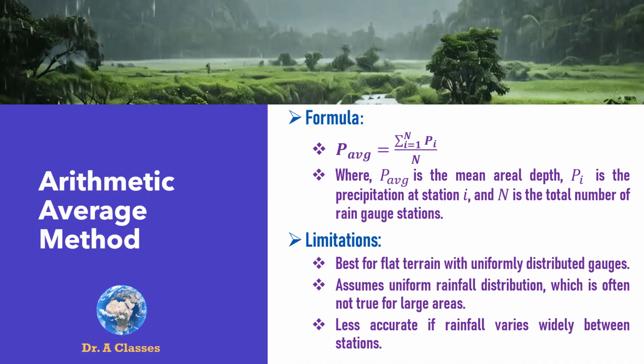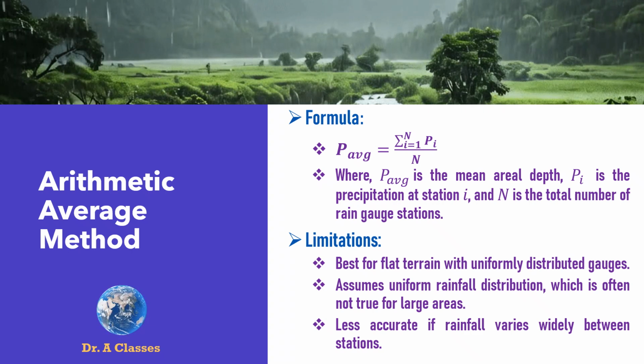Arithmetic average method. This is the simplest method. It assumes that the rainfall recorded at each gauge station is representative of the entire area. In this method, we simply sum up the precipitation recorded at all the rain gauge stations within or near the area of interest and divide by the total number of stations.